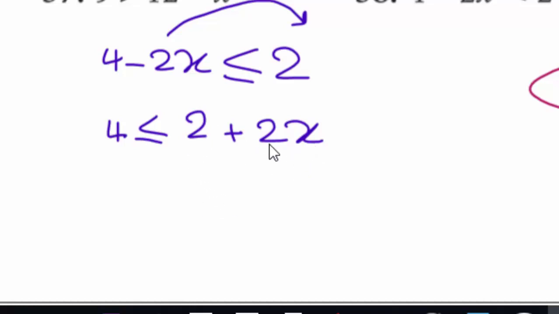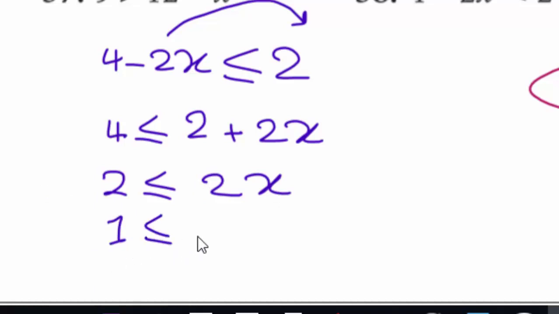Then we need to have x alone on a side. We send this 2 to the other side, it becomes negative. 4 minus 2 is 2, less than or equal to 2x. So it's clear that x is equal to 1. Why? Because when we divide both sides by 2, 2 divided by 2 is 1, is less than or equal to x.